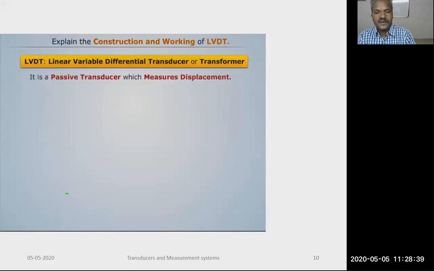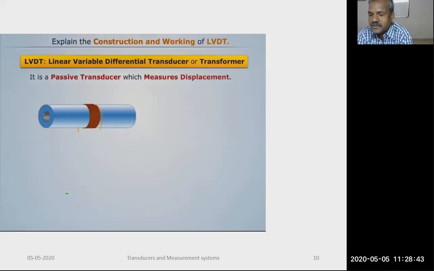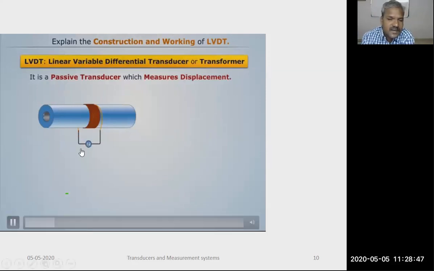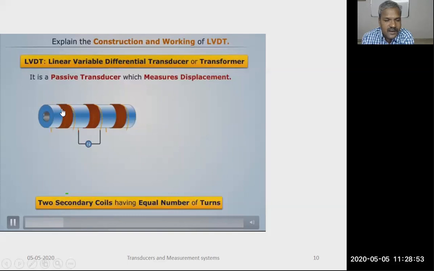So LVDT is a transformer. It is a passive transformer, mainly for displacement measurement. It has a primary circuit and two secondaries. These are the two hollow cylinders I told you about. So the primary and secondary coils are wound over the hollow cylinders.